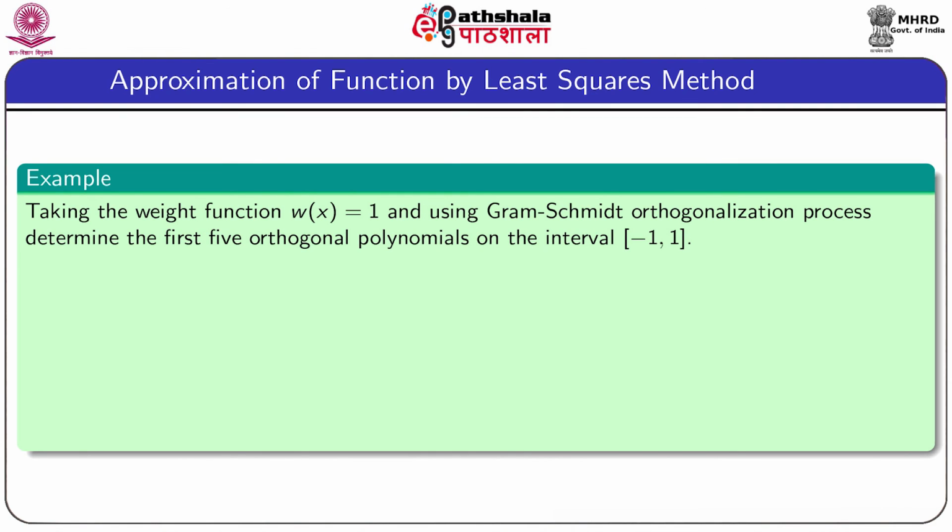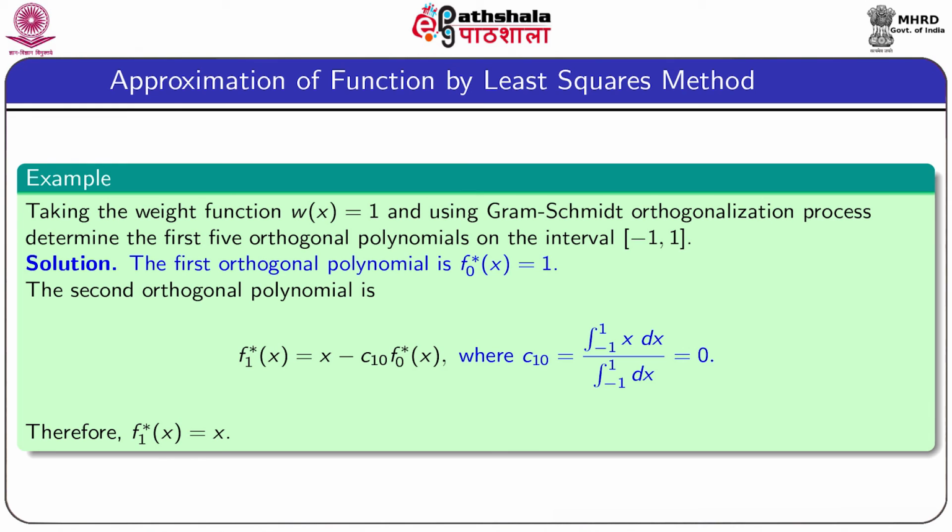Now, we consider an example to illustrate the Gram-Schmidt process to find the first 5 orthogonal polynomials on the closed interval minus 1, 1. The first orthogonal polynomial is f0*(x) equal to 1.